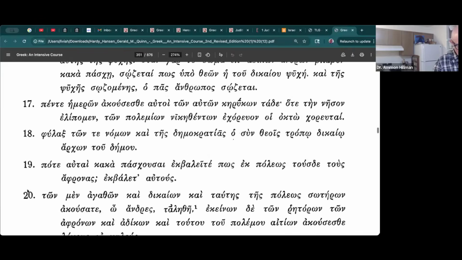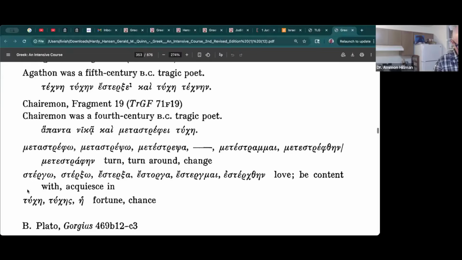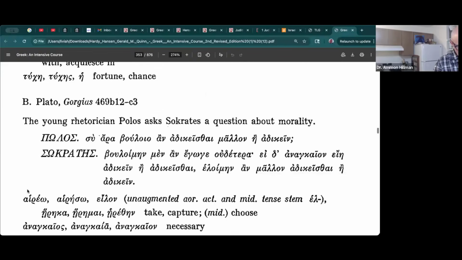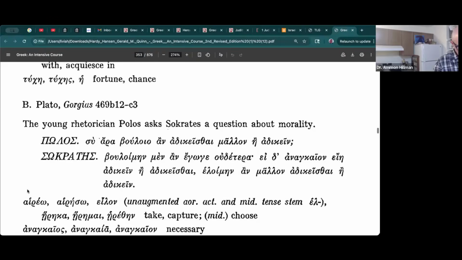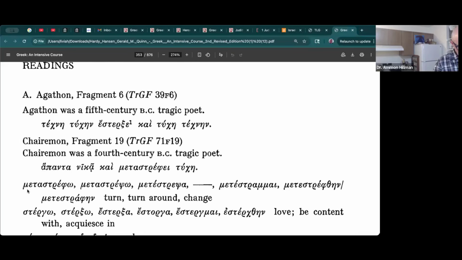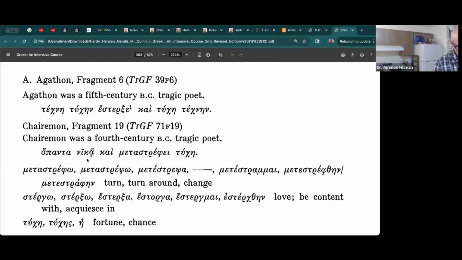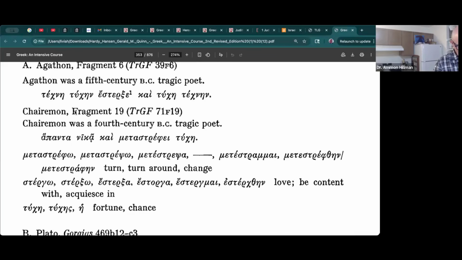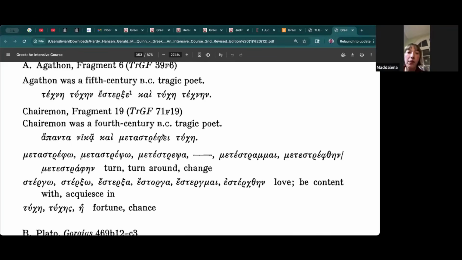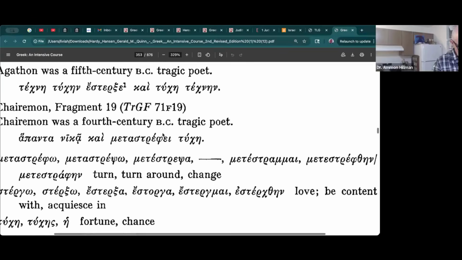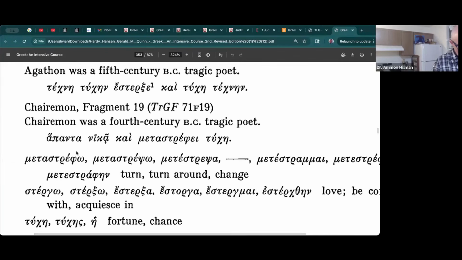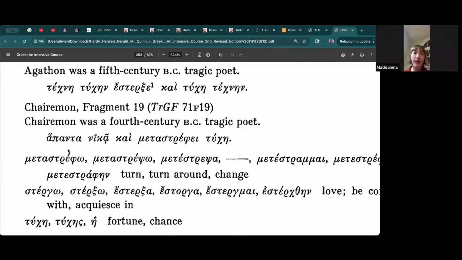Can we, before we jump into the exercises and really try to get our muscles up there, can you just throw Chiron up there? He was a 4th century tragic poet. And he said, Hapanta nikai kai metastrefe duche. Help me to translate that real Greek.